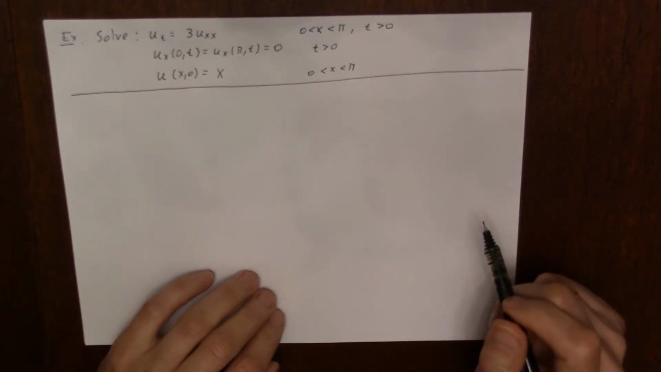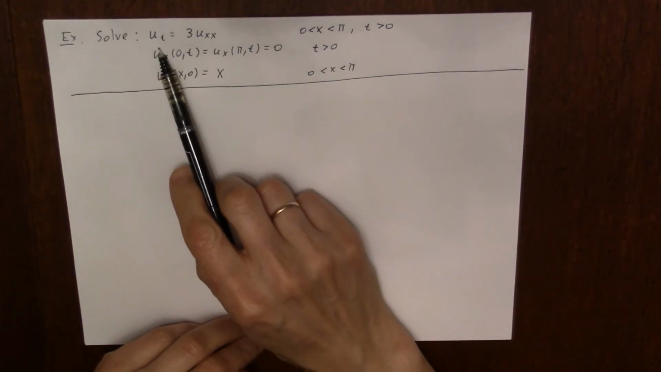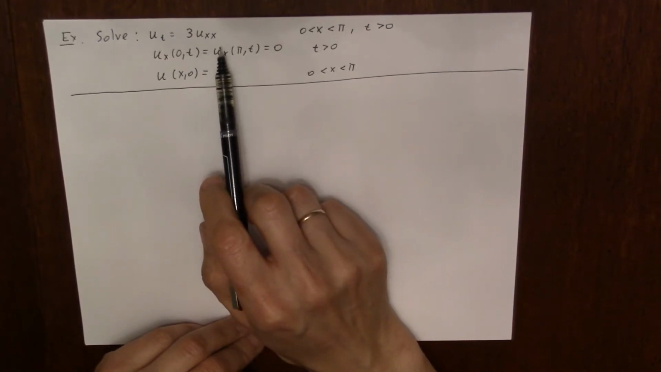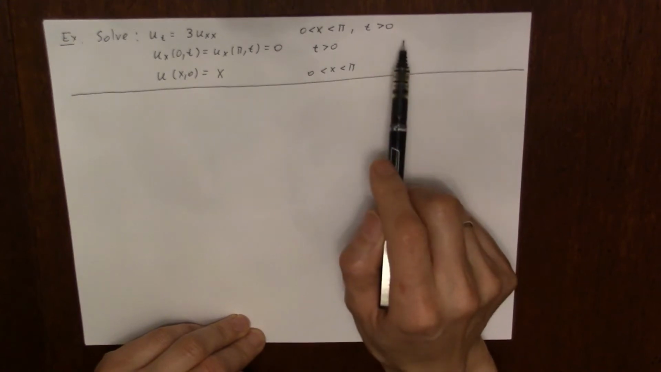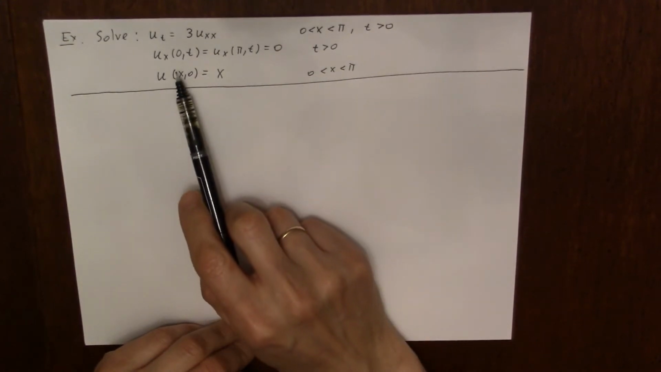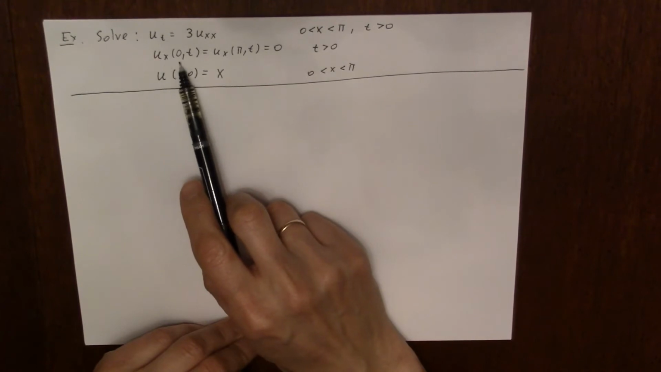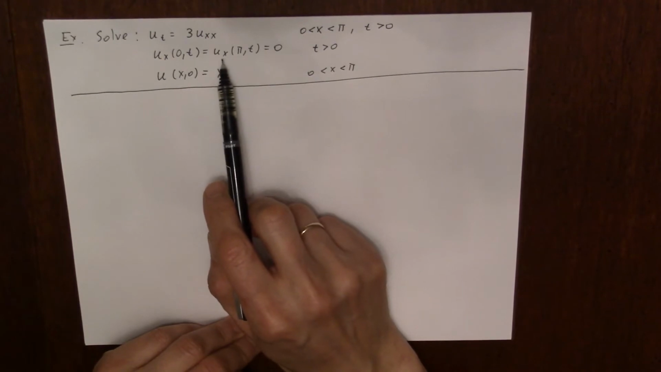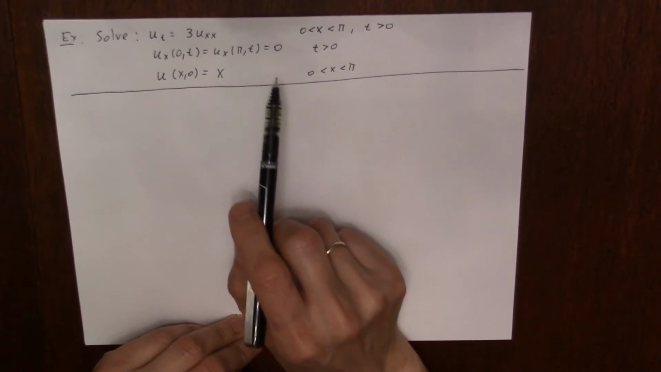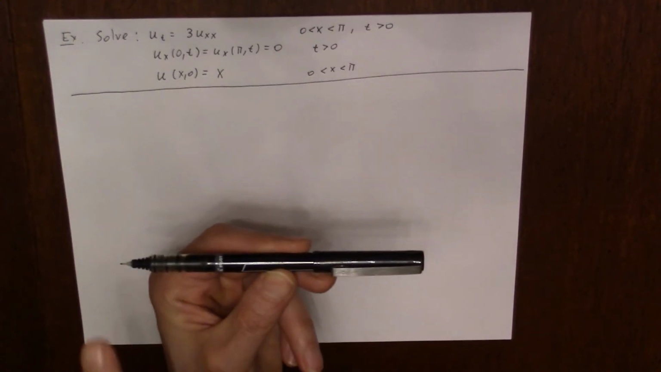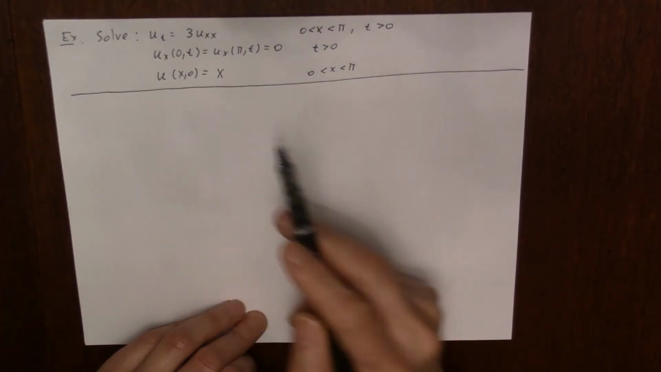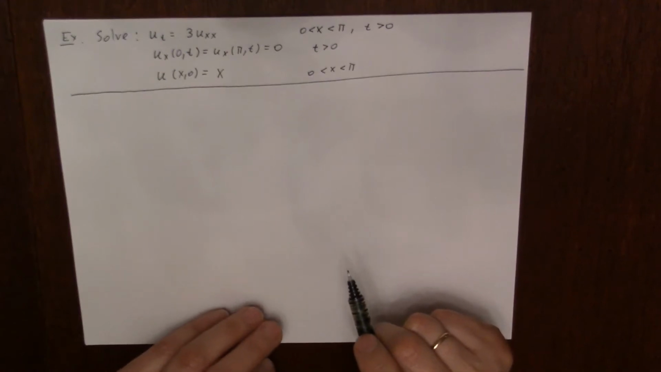If we want to solve the following heat problem, derivative of u with respect to t equals 3 times the second derivative of u with respect to x and x, when x is between 0 and pi and t bigger than 0, we have the boundary condition that the derivative of u with respect to x at 0 equals 0 and the derivative of u with respect to x at pi equals 0. So we have endpoints of our wire insulated. I have the initial condition when time equals 0, u of x, 0 equals x.